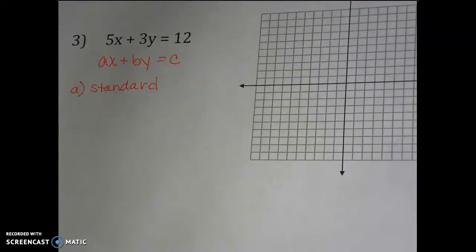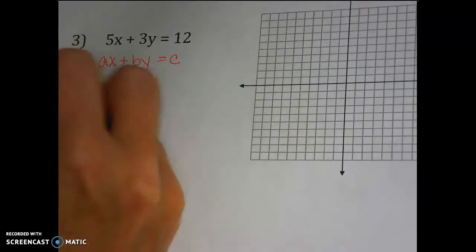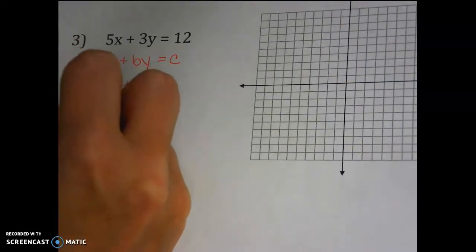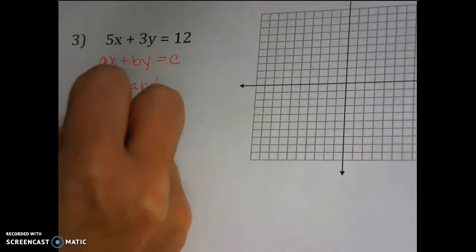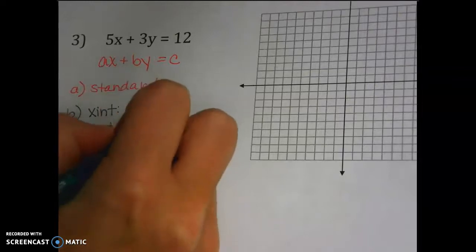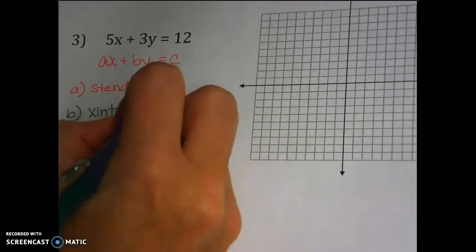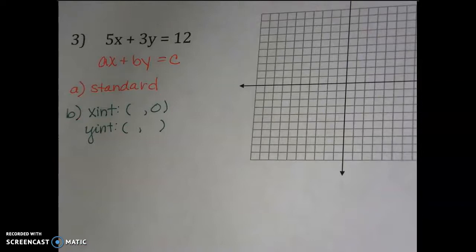All right, then we want to find the key features. The key features for standard form are the x-intercept, which we write as a point, and the y-intercept, which we also write as a point. The x-intercept always has a y value of 0, and the y-intercept always has an x value of 0. So to find those, we simply put those zeros into the equation.